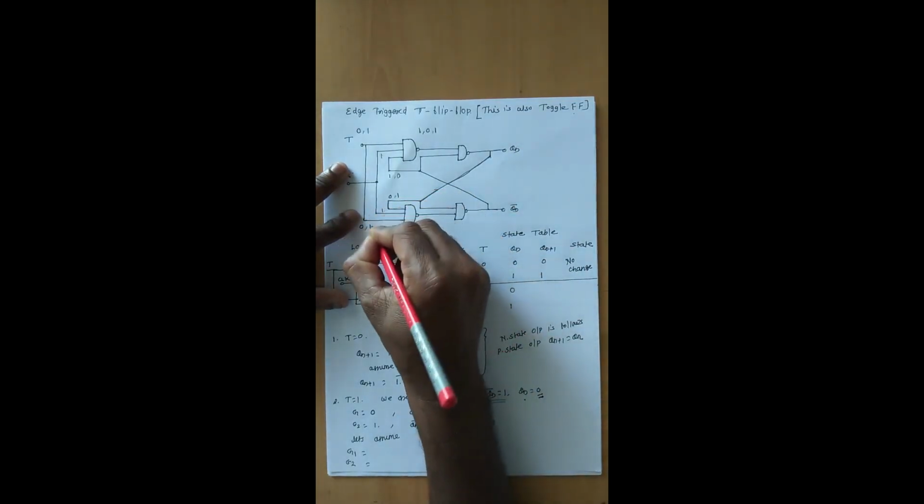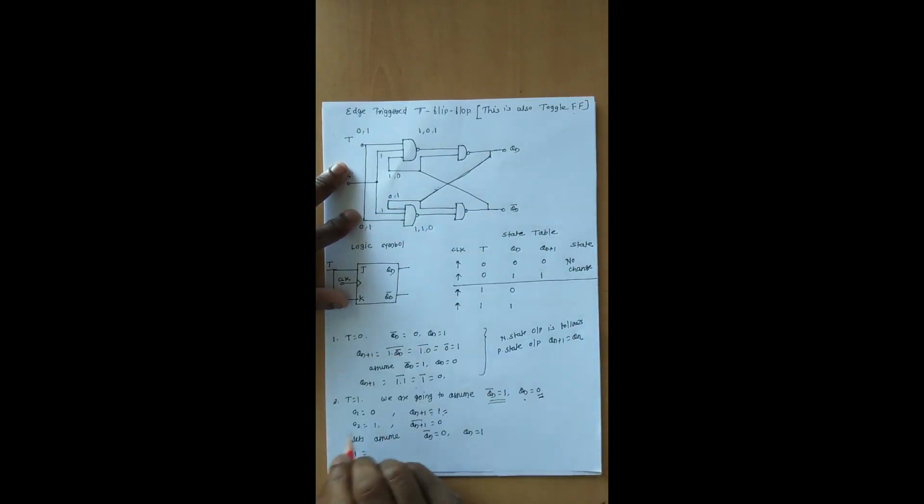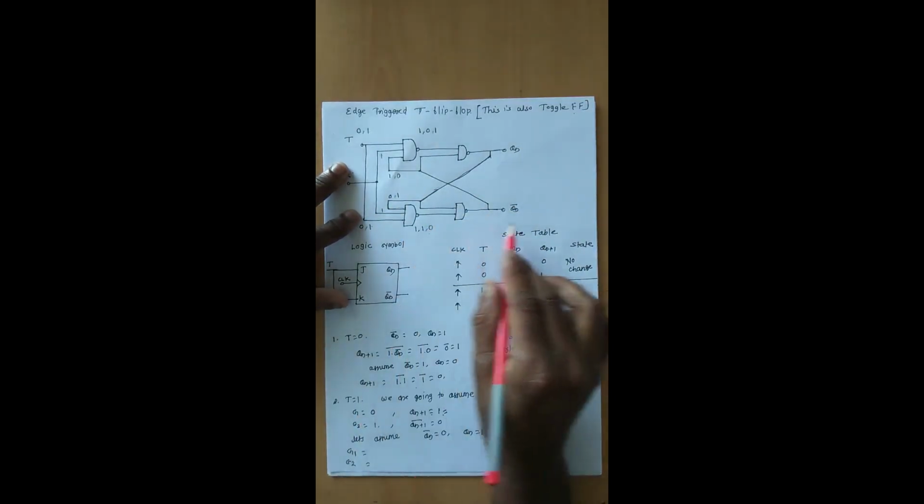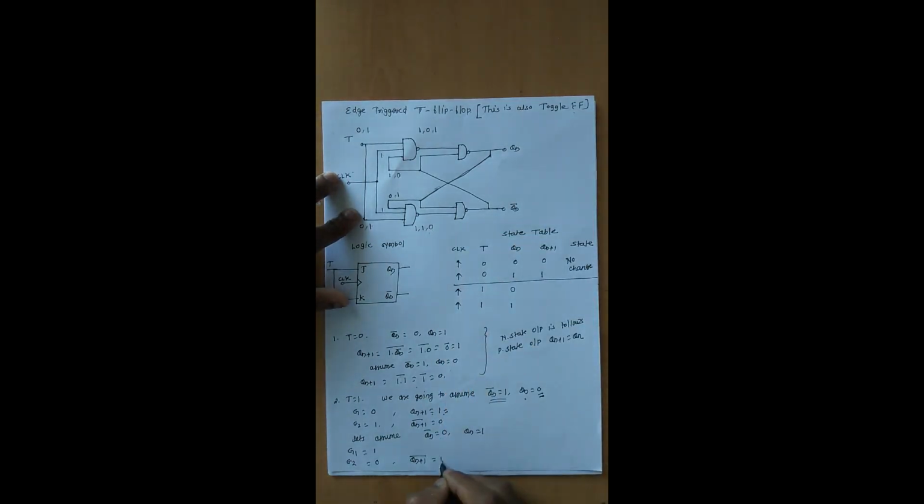1 into 1 becomes 0. If this is a 0, then this is a 1 and this is a 0. Then we find out Q of n plus 1 bar, because it is very easy. If any one input to the NAND gate is 0, then the output will be 1. If this is a 1, then Q of n plus 1, no doubt, will be 0.